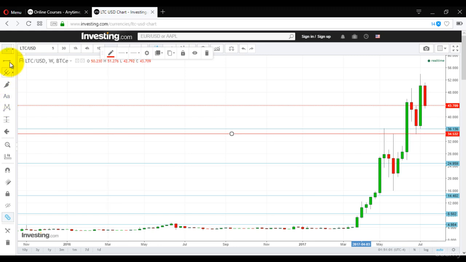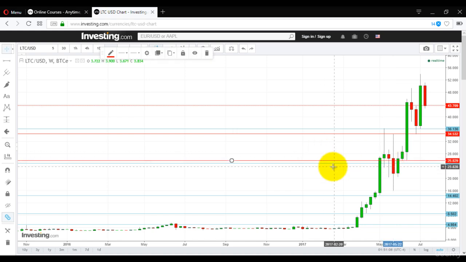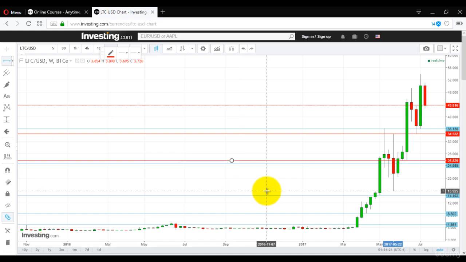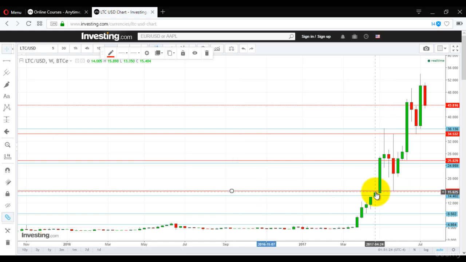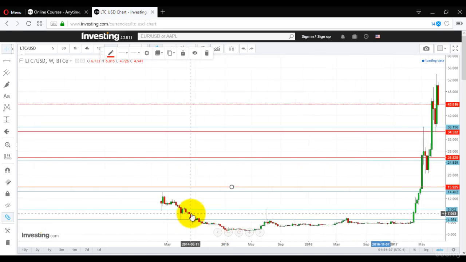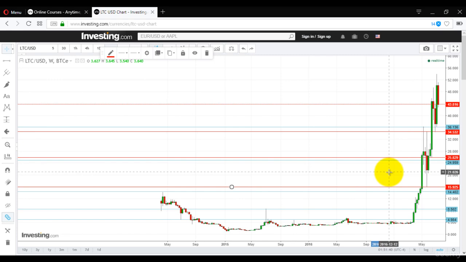Now let us select one more, right here. This is a low, and that's it. Then there is this line. This is a low, this is a high. And then we have, let us zoom out to see if there is something else. Not really.